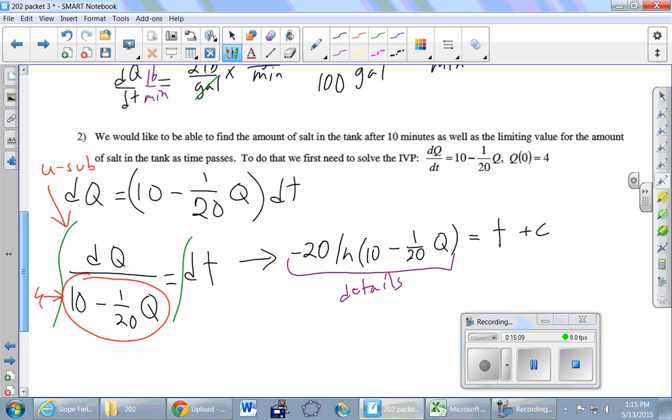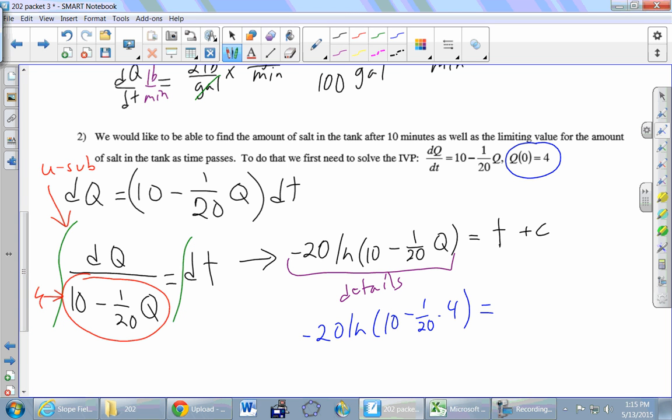Okay, now we are going to ultimately solve for Q, but before we do that, why don't we just find the value of C right now? You can find C anytime, so let's just find it here. We have this initial condition that Q of 0 is 4, so Q becomes 4, T becomes 0. All right, so let's do that. We got negative 20 ln 10 minus 1/20th of 4 equals 0 plus C. Can somebody with a calculator crunch that through? We'll just get nearest tenth.